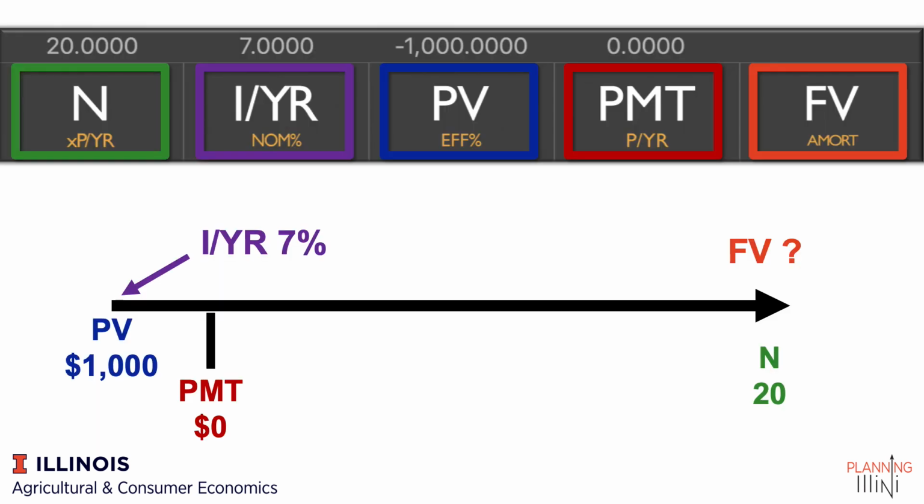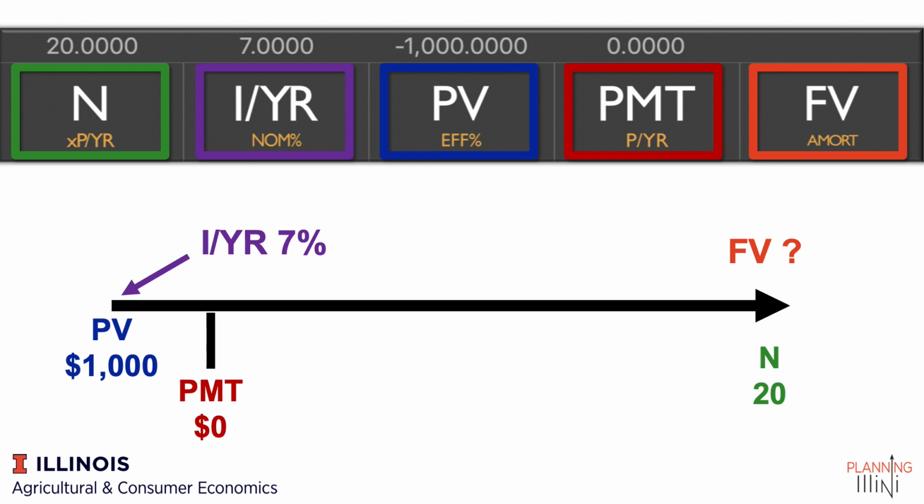Drawing it on a timeline helps as well. We can see in one end of the timeline, I've got this $1,000 to work with. That's what I have today. I'm going to grow that $1,000 at 7%. I'm not making any payments in. 20 years will pass. And lastly, then I'd be solving for future value.